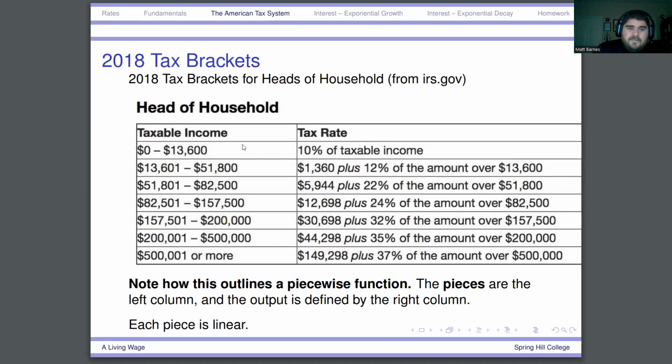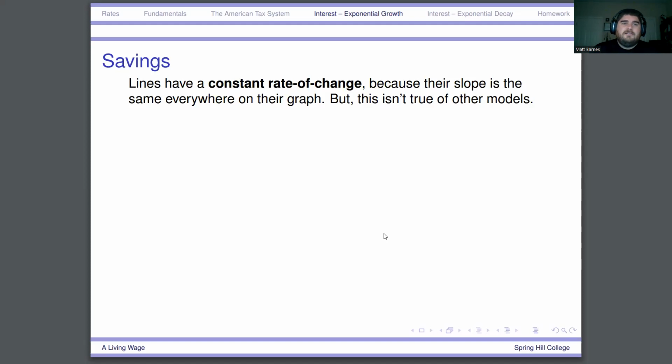So this is a piecewise function. We have our pieces here that tell us, just like we had before, on the right-hand side, our total income is less than 13,600. Our total income is between 13,601 and 51,800. And then we have our rule here that tells us how we get that output. So each piece of that is a line.